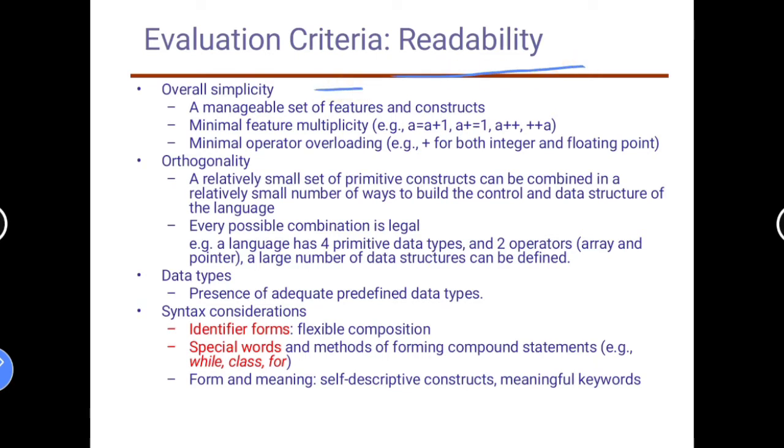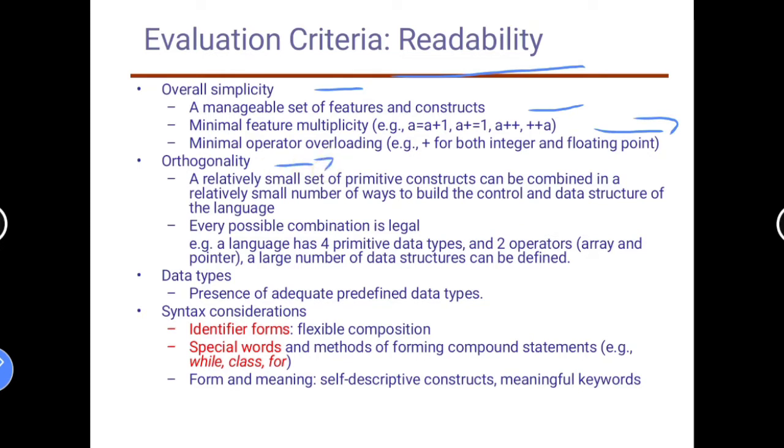First, overall simplicity. A programming language is called simple on the basis of this parameter. A manageable set of features and constructs. Minimal feature multiplicity. That means A equals A plus 1, A plus plus, A plus equals 1 all do the same work in different scenarios. Minimal operator overloading. For example, plus for both integer and floating point. That means when you need to add integers and floating point numbers, the plus operator works.